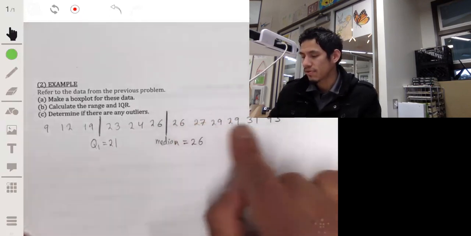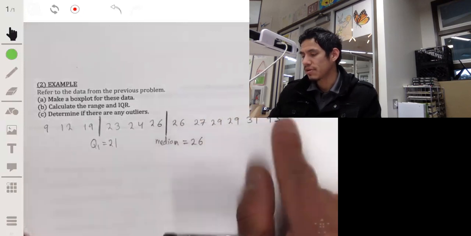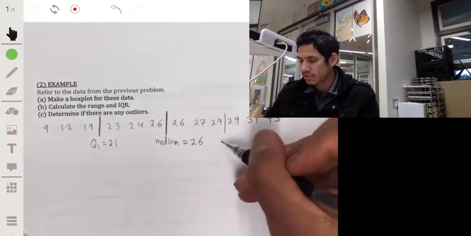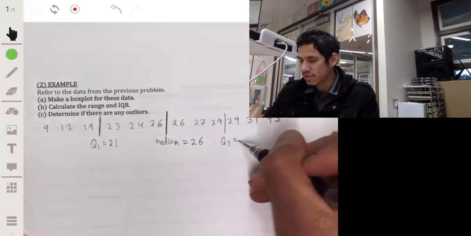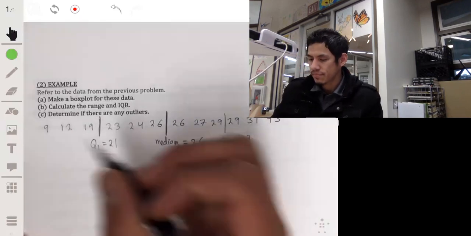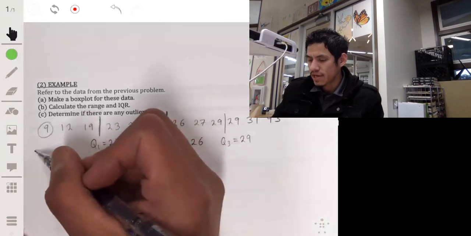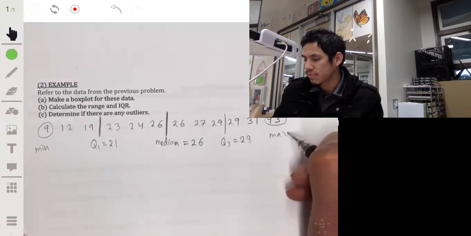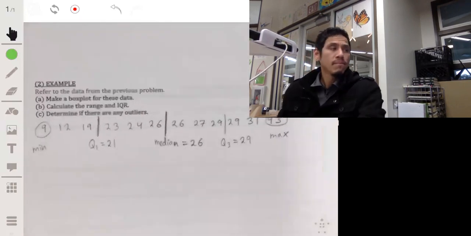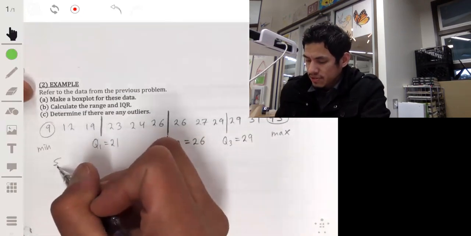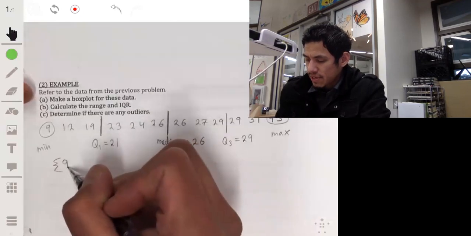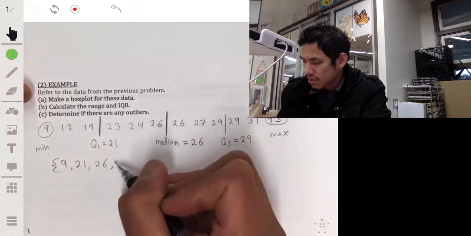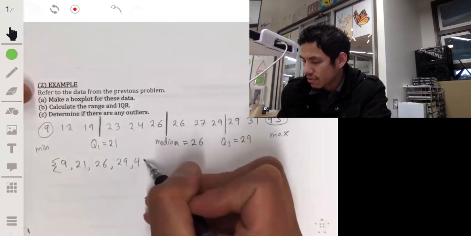And then for our third quartile, it'll be the median of these 6 values. So that'll be between the 29 and 29. So Q3 will just be 29. And then our 9 will be our minimum, and our 43 will be our maximum. So our 5-number summary is going to be 9, 21, 26, 29, 43.